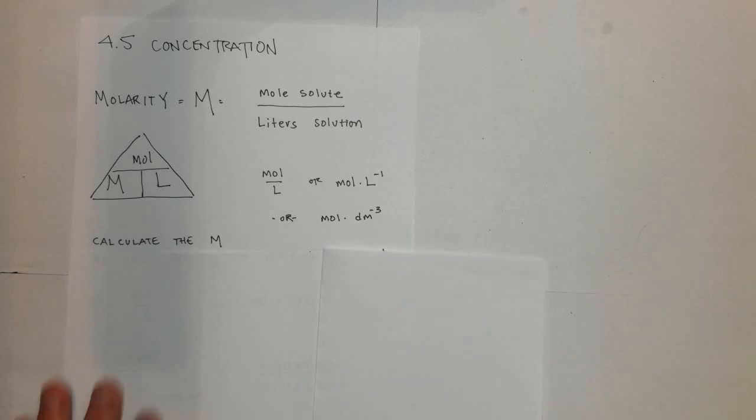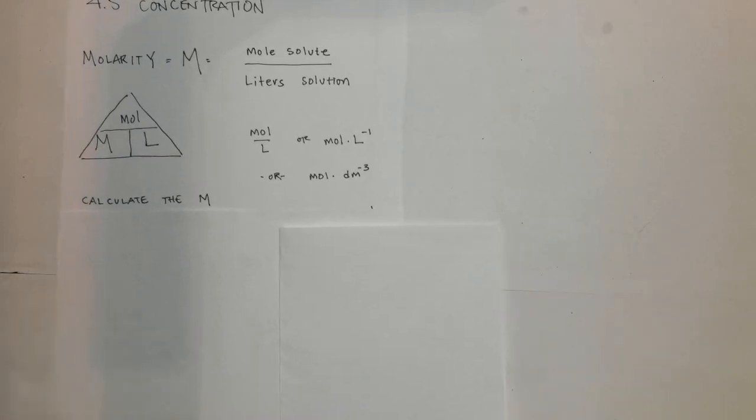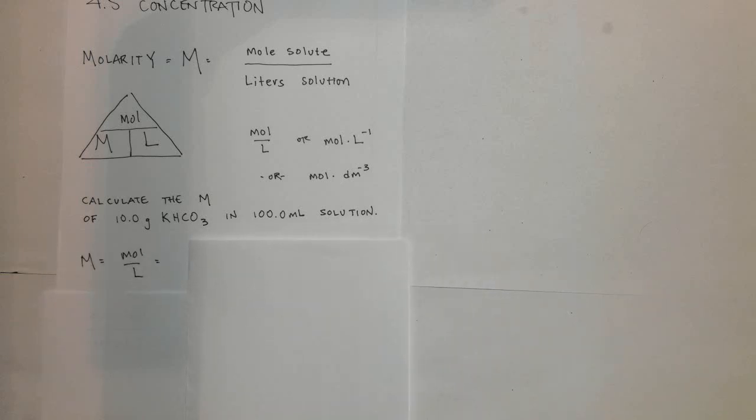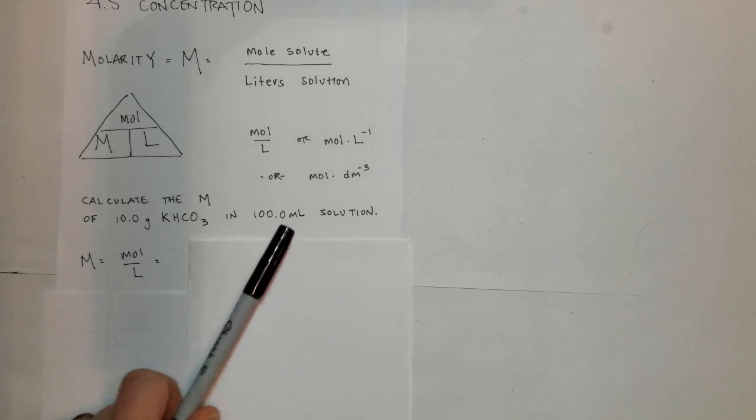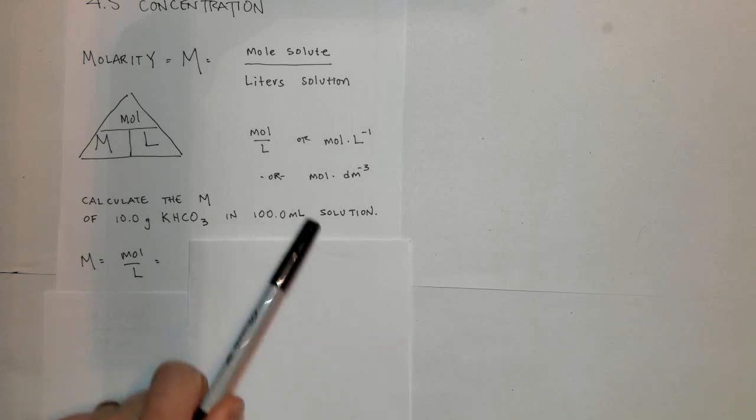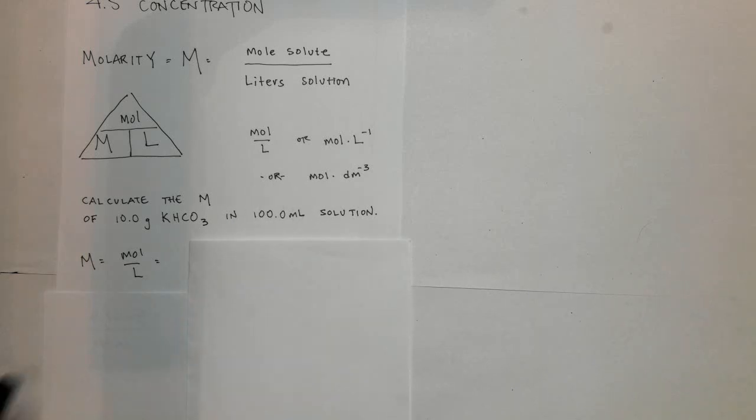Here's a sample problem for calculating molarity. Calculate the molarity of 10 grams of potassium hydrogen carbonate in 100 milliliters of solution. So the first step is to write down the equation of what we're interested in, which is molarity, and know that we need the moles of the solute divided by the liters of the solution. The liters of the solution are easy because they're giving us the volume of the solution in the problem. We just need to convert it from milliliters to liters.